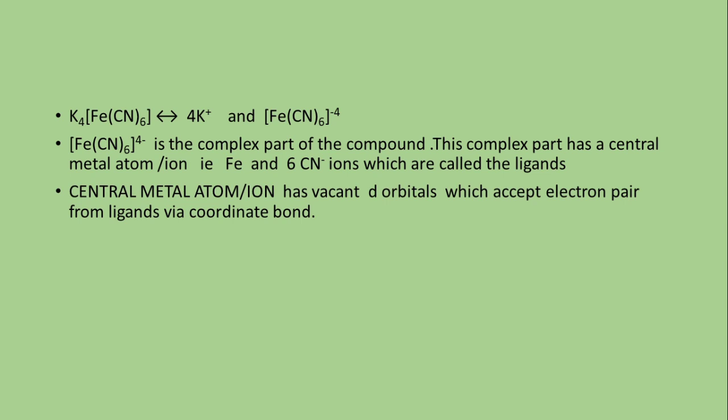Now, what is the speciality of the central metal atom? The central metal atom should have vacant orbitals, vacant d orbitals especially, which can accept electron pairs from the ligands via coordinate bond. So, the complex end has the central metal ion, which is permanently attached to the ligands via coordinate bonds.